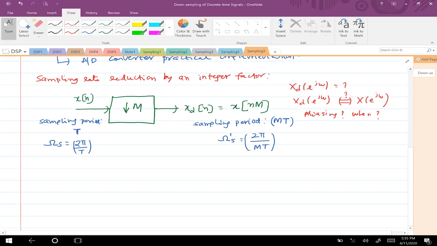Well, first of all, before doing any math or drawing anything, what is it that you expect here? If I have a signal x of n that has a frequency spectrum of X of e power j omega, and I am downsampling it, what could happen? If I give you the magnitude of the frequency spectrum of X of e power j omega, can you tell me the magnitude of the frequency spectrum of Xd of e power j omega?